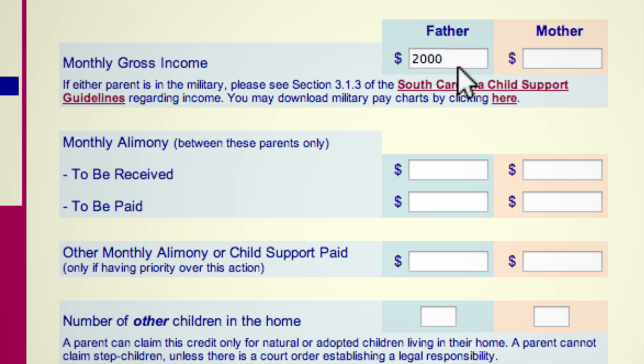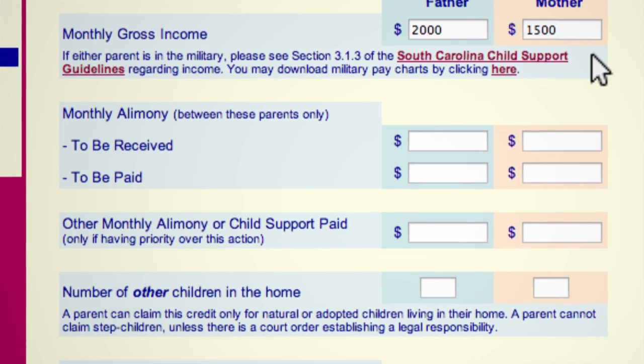You will need the other parent's income. If you do not know this, consider what you think the income is. You may want to use the income from the guidelines worksheet or court order when child support was set. If this is not available, you can use minimum wage. We'll use $1,500 for the other parent.